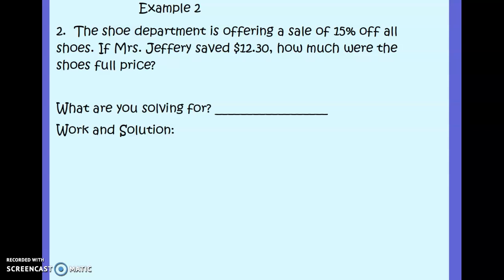Here's our next example. The shoe department is offering 50% off all shoes. If Mrs. Jeffrey saved $12.30, how much was the full price? The full shoe price. Again, we're setting it up the same way. What are we looking for? We're looking for the original price.